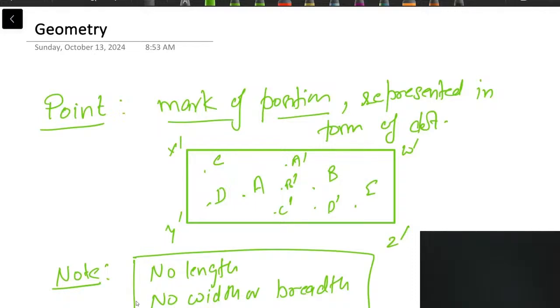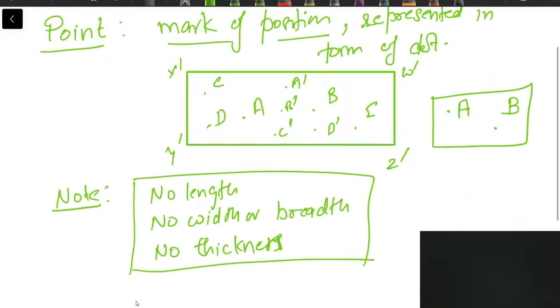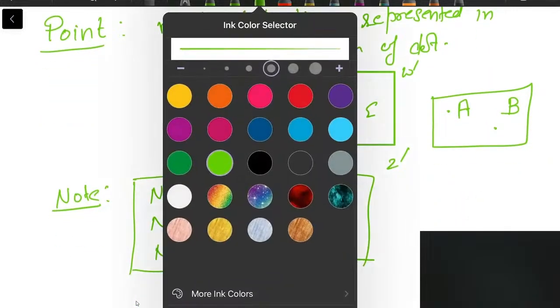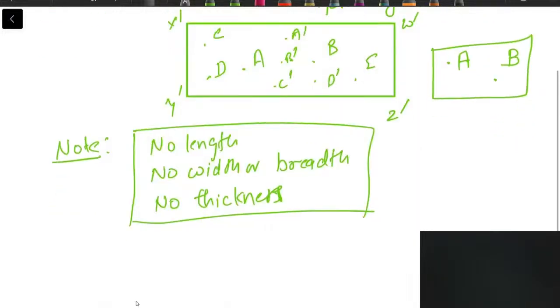And one more thing, whenever we represent a point, for example, this one here, we always represent it with a capital letter A. If this is another point, it is represented by capital letter B. So after completing the point, let's move to another topic, that is line segment.